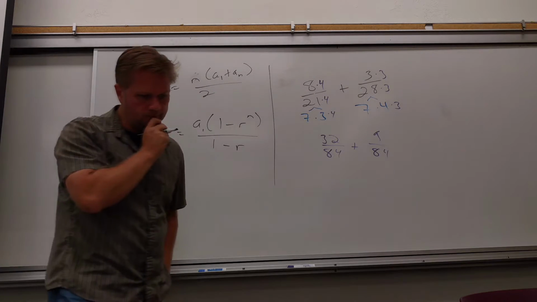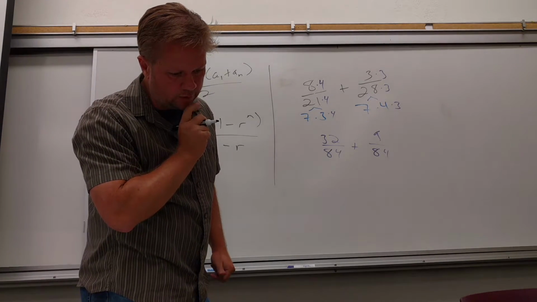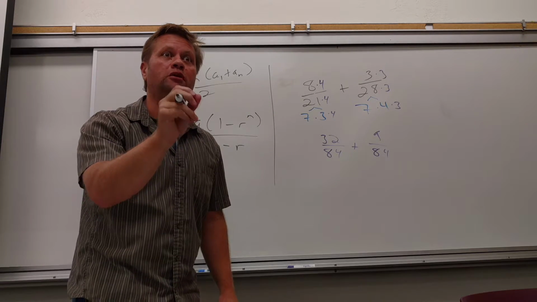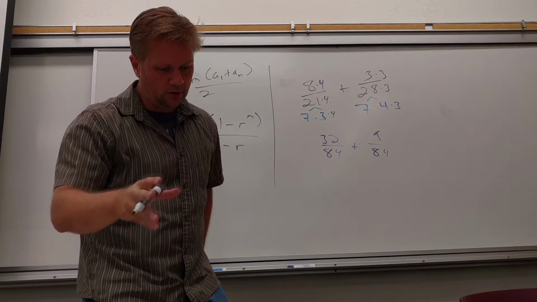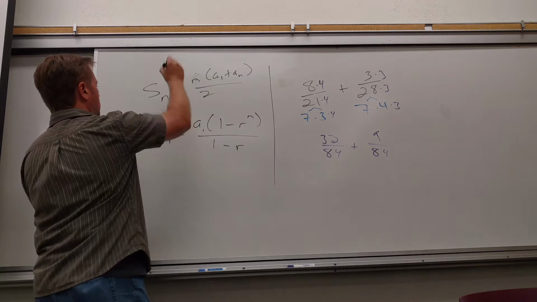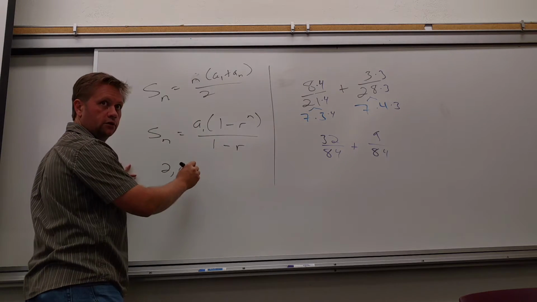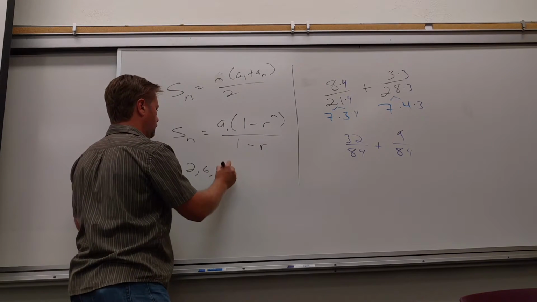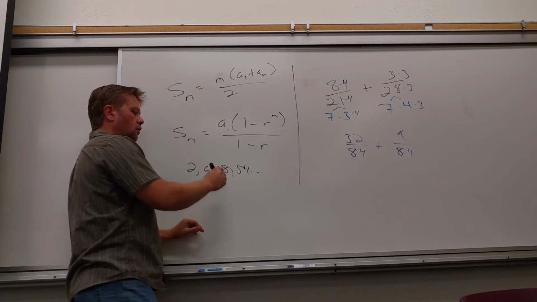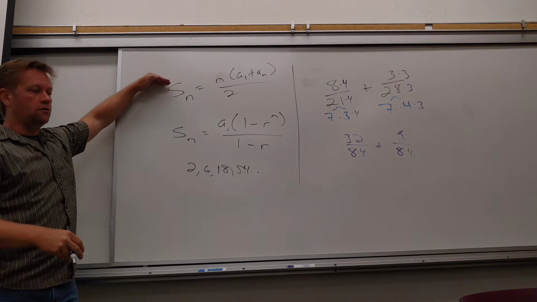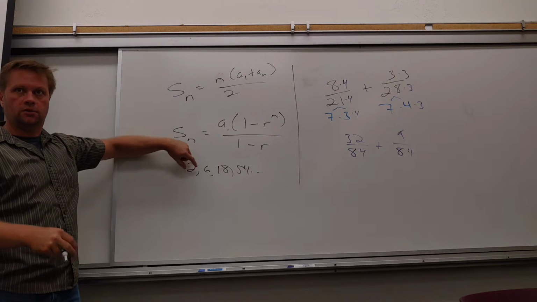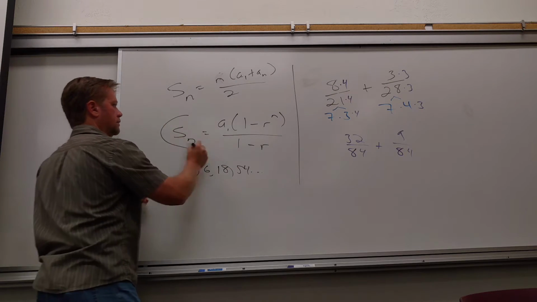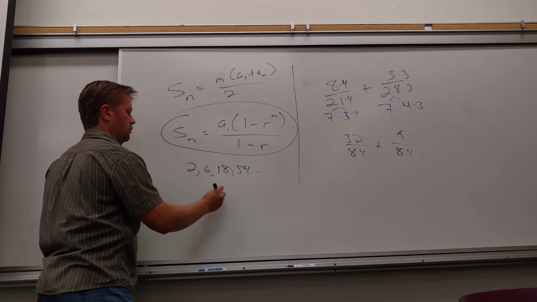So for number, what was it? Which one? 117. Or are we looking at number 17? Or 117? 117. Thank God, okay. So 117 is this sequence here, right? 2, 6, 18, and 54. Alright, so what kind of sequence is it? Arithmetic or geometric? Geometric, because I keep doing what? Multiply by 3. So I know I'm going to use this guy, because R is 3.